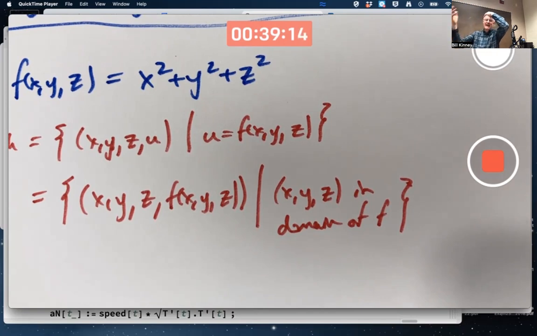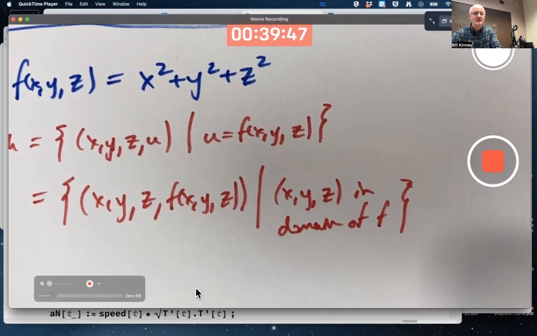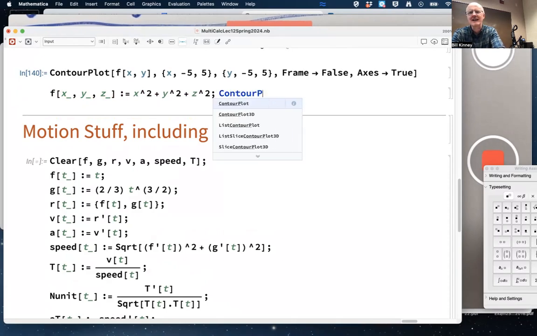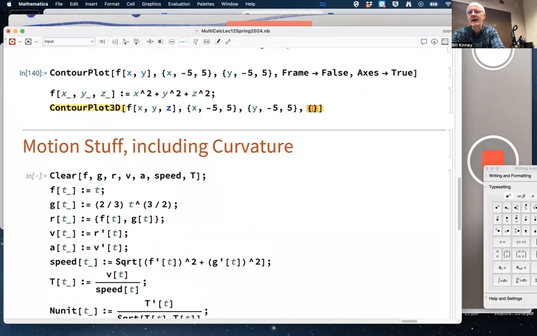Sitting inside 4-dimensional space. What would happen if we sliced such a hypersurface with a hyperplane, which is a flat 3-dimensional surface in 4-dimensional space, just like a regular plane is a flat 2-dimensional surface in 3-dimensional space? What would happen if we slice this with such a plane? Instead of getting level curves, we get level surfaces. And those level surfaces can be graphed not with plot 4D, but contour plot 3D, as x, y, and z all vary.